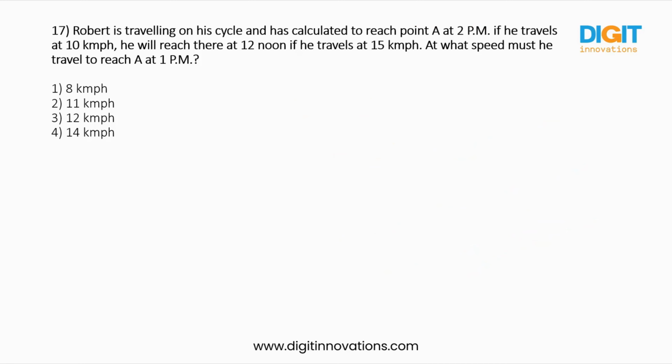It is 2xy by x plus y. This formula is used when they ask us to find the speed. If two different speeds are given in the question, you can go with this formula.